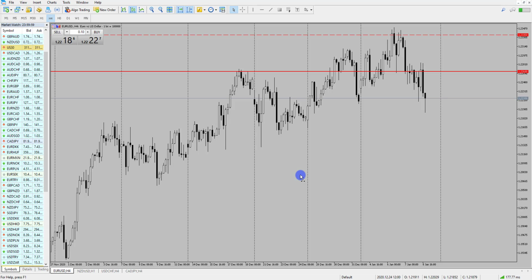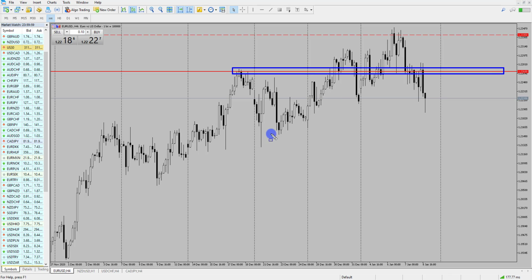So going into euro US dollar, the first thing that I want to look at is the most traded level of last week. This is usually a good point of control for the market, and this 122.68 level is what I'm going to be watching going into this week.